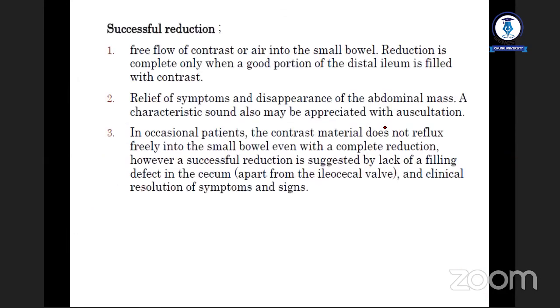Pneumatic techniques. Just remember this. What happens if you do a pneumatic technique, or you use a contrast material? If the intussusception has been reduced, then there will be free flow of contrast material or air into the small bowel. That's how you understand that the reduction has taken place, and definitely relief of symptoms.